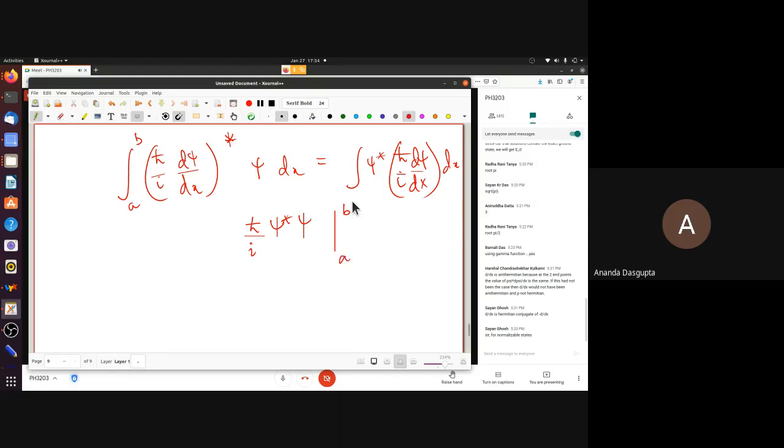And if you want your wave function, your momentum operator to be Hermitian, what you have to demand is this: psi star psi at b must equal psi star psi at a. Two distinct ways of achieving that. One of them is demanding that the wave function has to die out at the two ends. And the other one is to demand that the wave function be periodic. That is, psi at b be the same as psi at a.